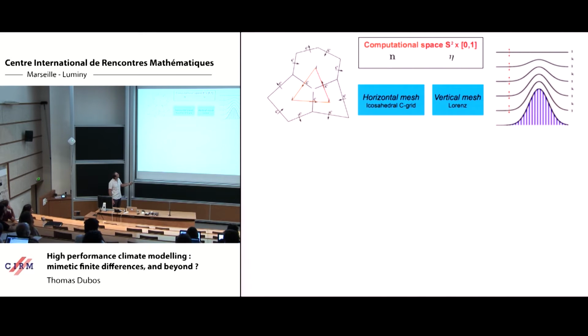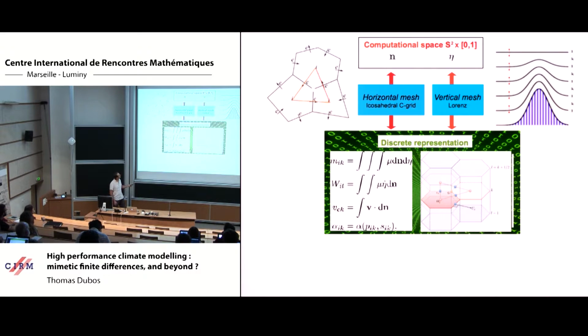In the vertical, we also have some staggering. So we have model layers. We will put the mass and thermodynamic quantities here. But in time, the altitude of these layers evolves, and we need to keep track of them. And so the altitude is defined at interfaces. So we have 1D staggering in the vertical. If you put this together, you have these nice columns.